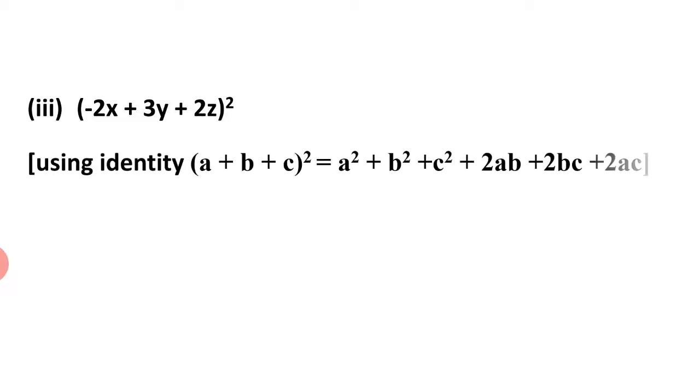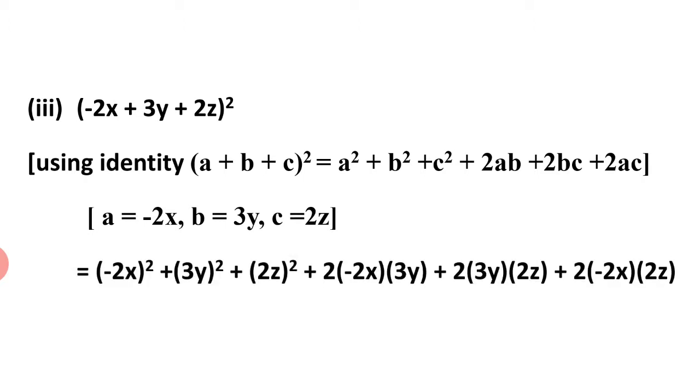Now the second question of a similar kind. That is (minus 2x plus 3y plus 2z) whole square, and here the first term is negative. So again the same identity we are going to use, and here we write a is equal to minus 2x, b is equal to 3y, c is equal to 2z. Again substituting the values in the RHS of (a + b + c) whole square, you will get (minus 2x) whole square plus (3y) whole square and (2z) whole square, and then the products. So you can get the answer.